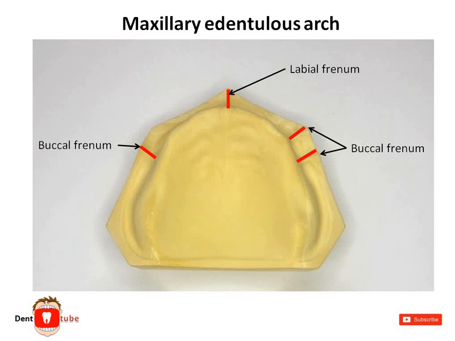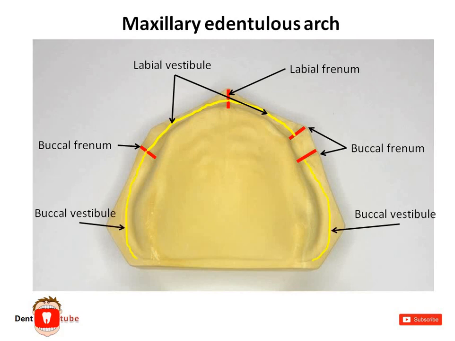The portion of the oral cavity that is bounded on one side by alveolar ridge and on the other side by lips and cheeks is known as vestibule. When it is bounded by lip, it is called labial vestibule, and if it is bounded by cheek, it is called buccal vestibule. So the buccal frenum separates vestibule into the labial and the buccal vestibule.